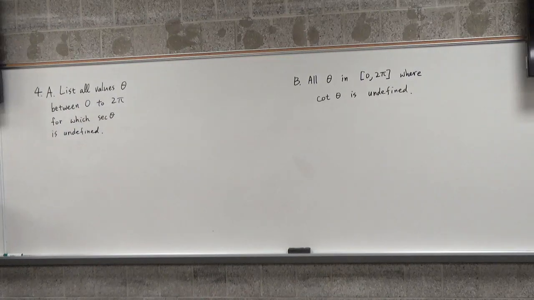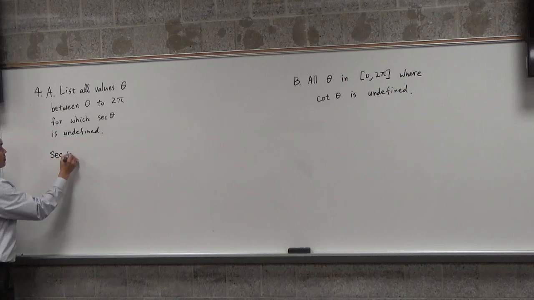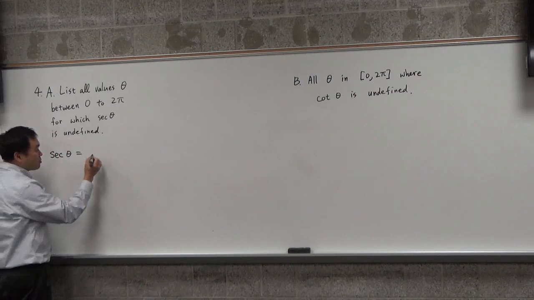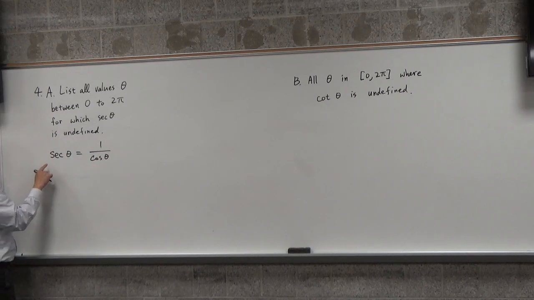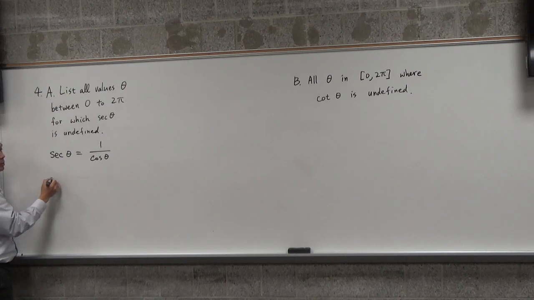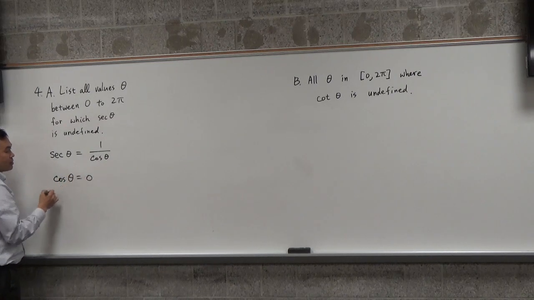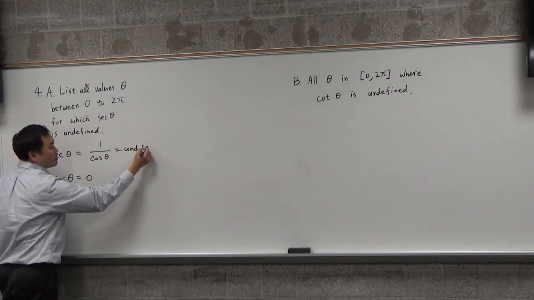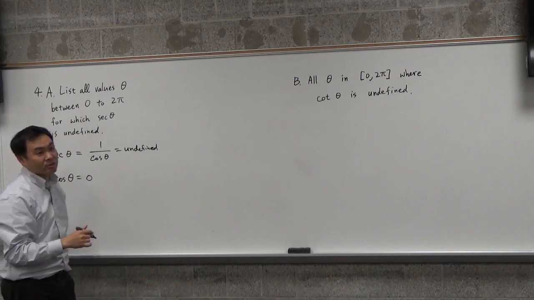Okay, so first, what is secant of theta? What's the definition of secant? Yes? 1 over cosine. And because of that, sometimes secant won't be defined. When would that happen? When cosine theta is 0. So this will be undefined if cosine theta is 0.